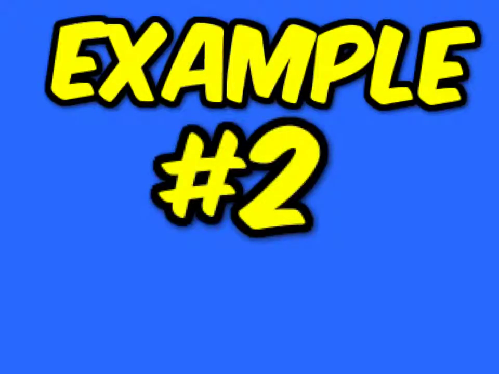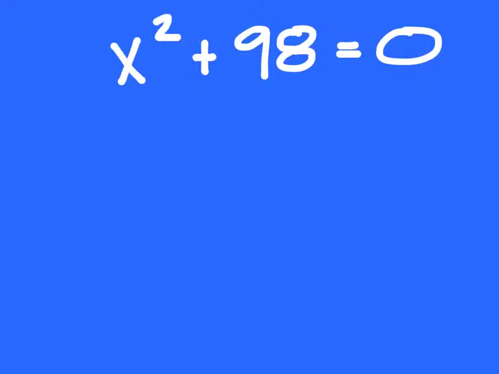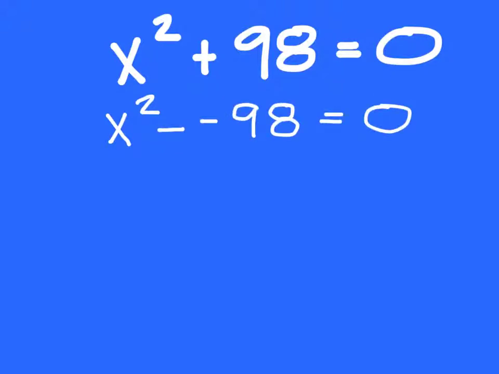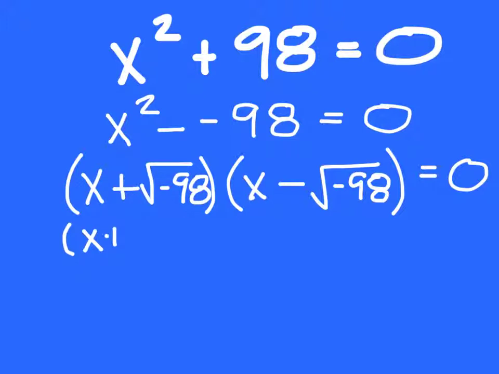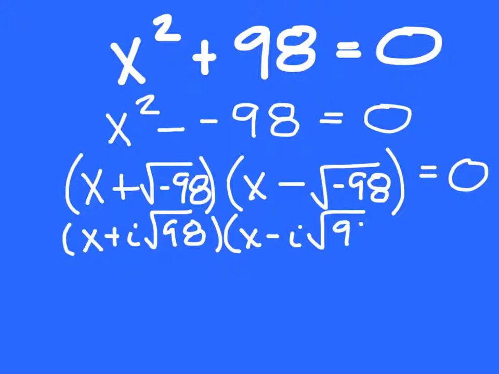Example 2. x squared plus 98 equals 0. Rewrite it as x squared minus a negative 98 equals 0. And then factor out with an x plus and an x minus, square root of negative 98 in each of them, and then take out an i. So your preliminary answer would be plus or minus i square root of 98.